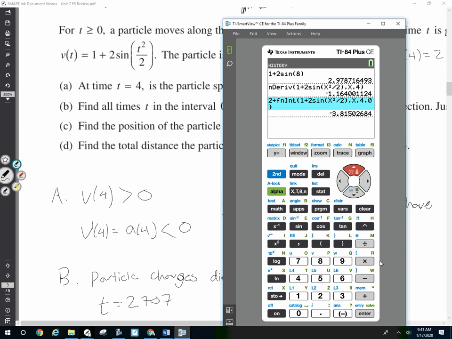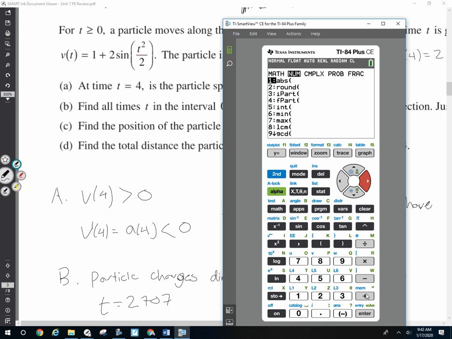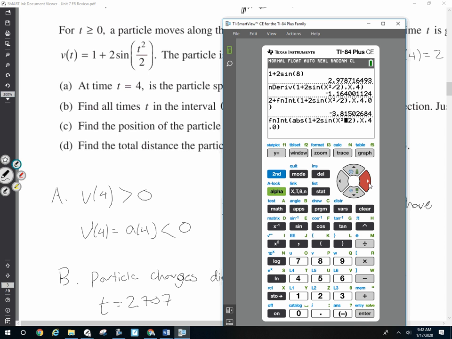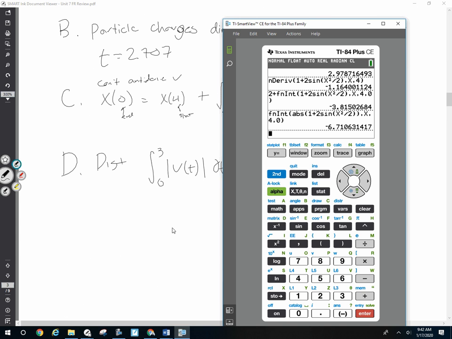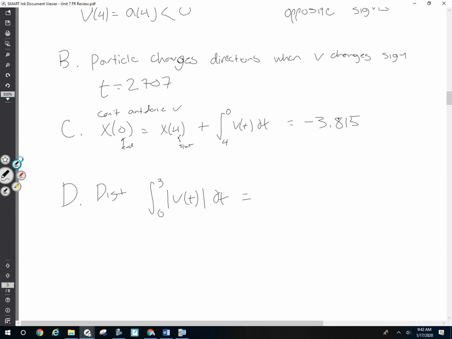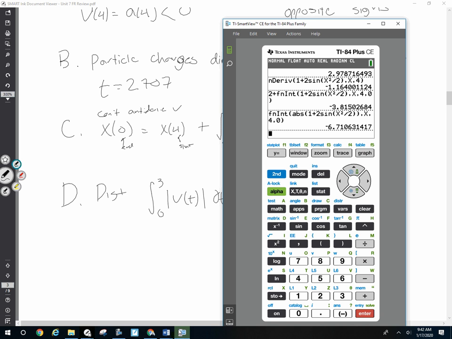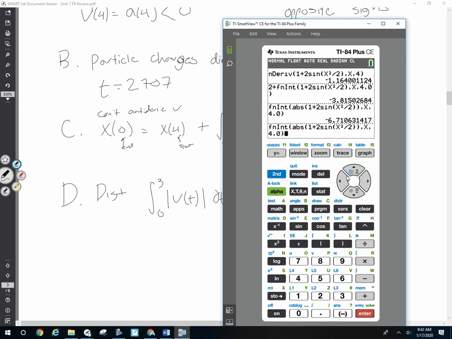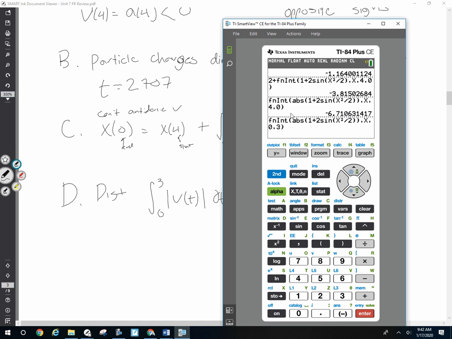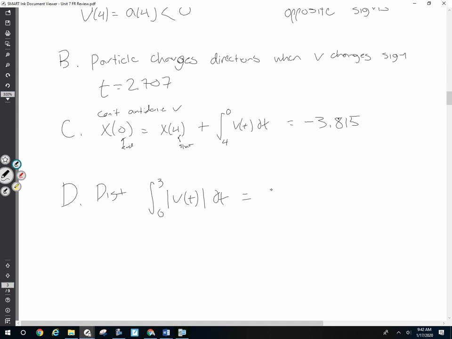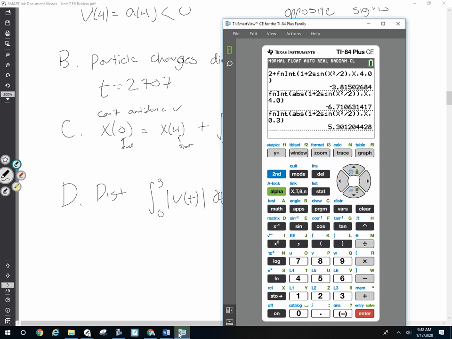So I already did the integral here. I'm going to get rid of the 2 and add an absolute value. Close my parentheses to close any arguments, and I will get the answer when my calculator is done. Negative 6.710. Wait, what? Why did I get a negative value? I should be getting a positive value. Well, I have 4 to 0 still. 0 to 3 makes sense. Distance is always positive, 5.301.